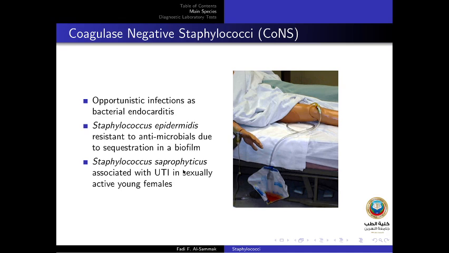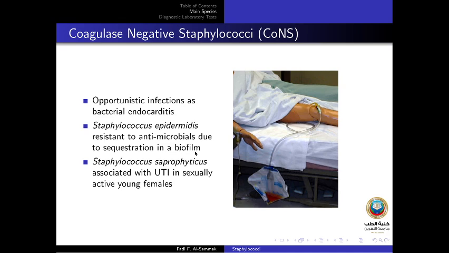In coagulase negative, well, most of them are opportunistic infections. What do we mean by opportunistic? Well, usually there is no infection, but as soon as the immune system is affected or it doesn't work as expected, then we can see those infections appearing. So one of these is bacterial endocarditis, and Staphylococcus epidermidis becomes, for example, resistant to antimicrobials because of their sequestration or hiding in a biofilm.